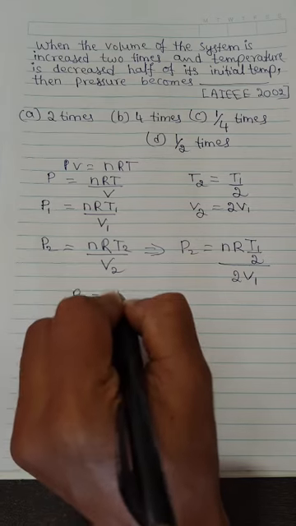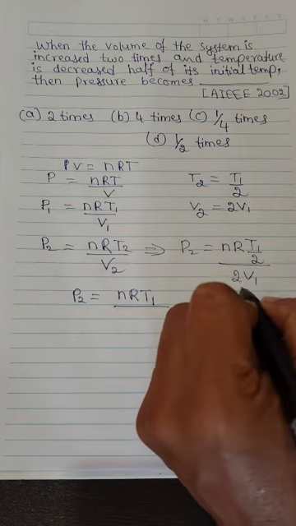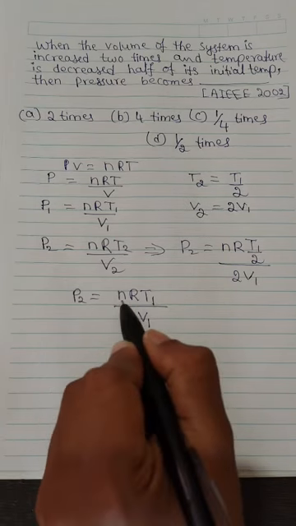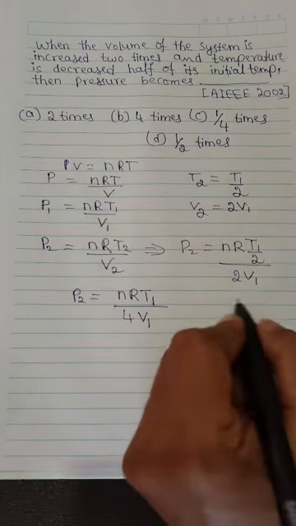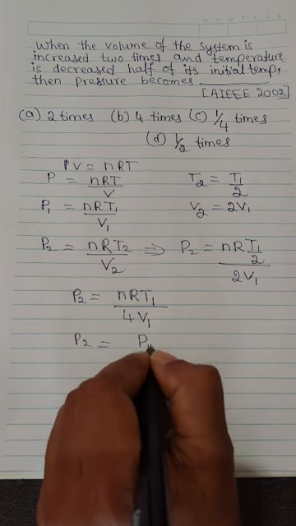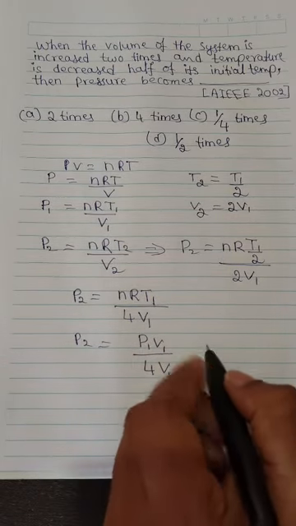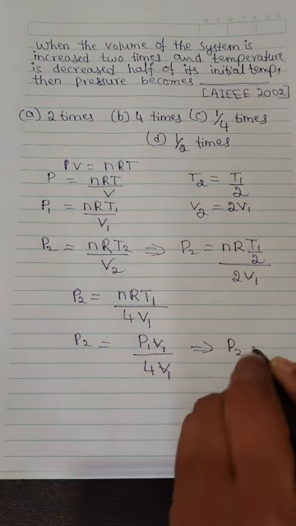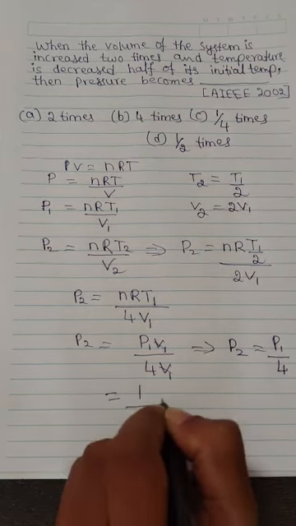Again, I will rearrange the equation, that is nRT1 divided by, this 2 goes to the numerator and it becomes 4V1. Okay. Again here nRT1, nRT is nothing but PV. Okay. So P2 is equal to P1V1 divided by 4V1. So now V1 gets cancelled, then P2 is equal to P1 by 4, or this is 1 by 4 times.